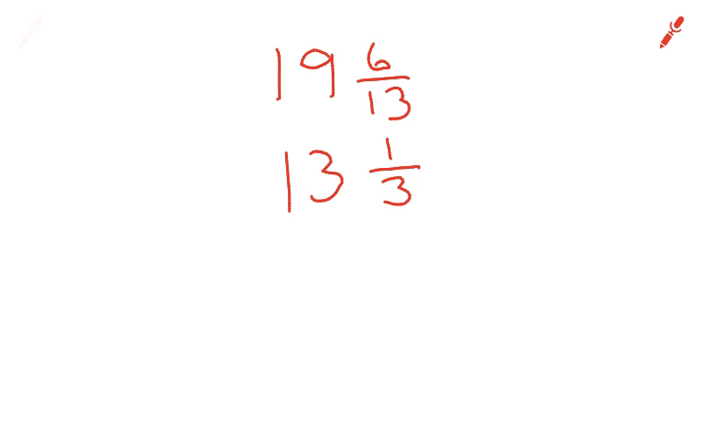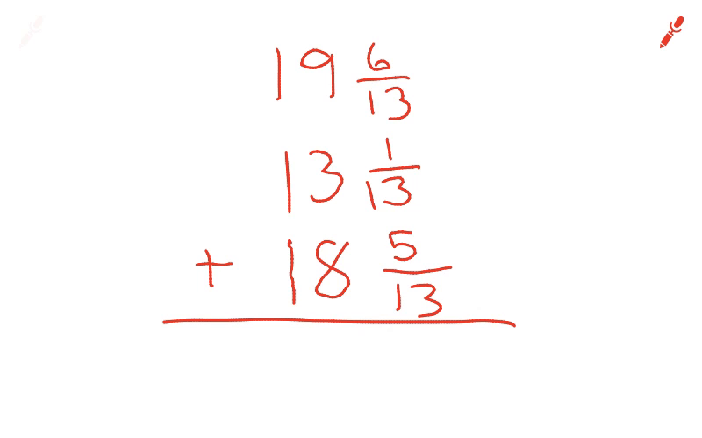1b. We have 3 stacked numbers here: 19 and 6/13, 13 and 1/13, 18 and 5/13. So we're adding all 3 of those. Remember, our denominator number stays the same in our answer. Our 13, the bottom number of the fraction, goes down here.